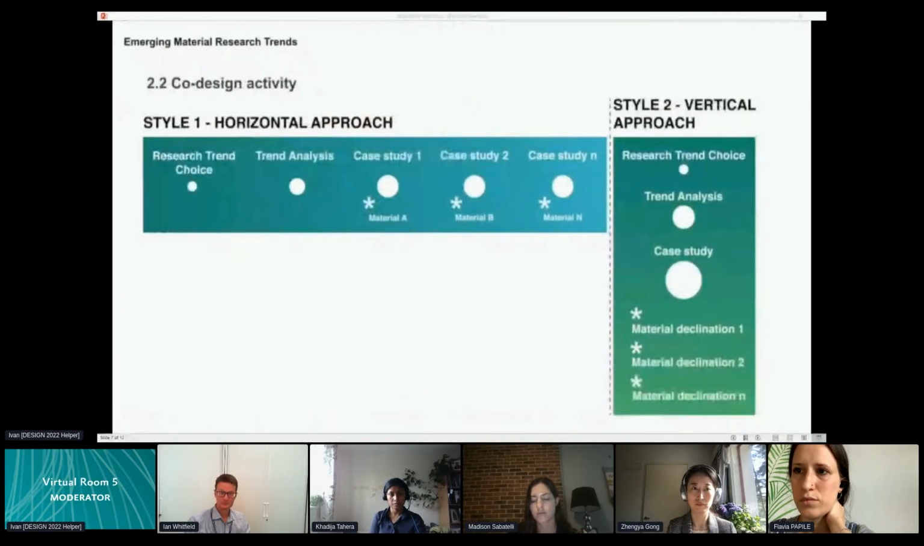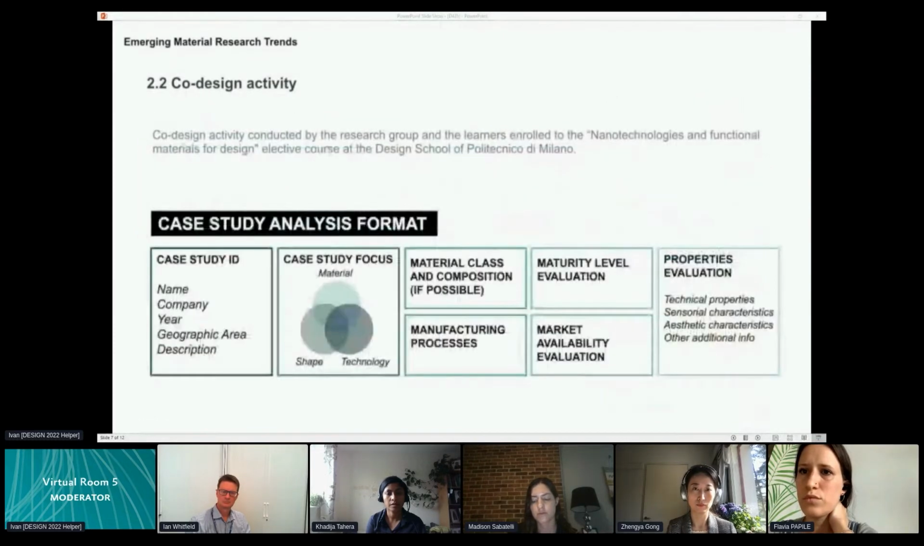The authors presented the above-mentioned material trends to the learners enrolled in the Nanotechnologies and Functional Materials for Design elective course at the Design School of Politecnico di Milano. As part of the teaching-learning activities, the learners, in single or small groups of up to 3 people, selected one trend of interest and explored it through a deepening activity, following either a vertical or a horizontal approach. Case studies retrieval was an essential part of the didactic activities, allowing the students to be up to date with new technologies, processes, and materials. And most importantly, they could open discussion during classes that may improve students' transversal skills, such as stimulating both critical and comparative analysis on the retrieved solutions.